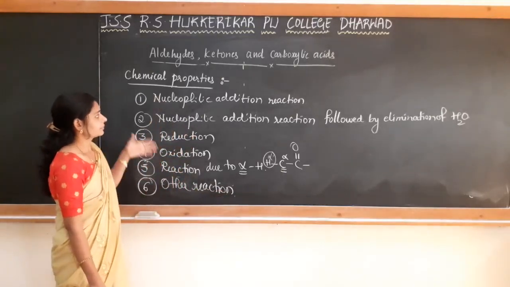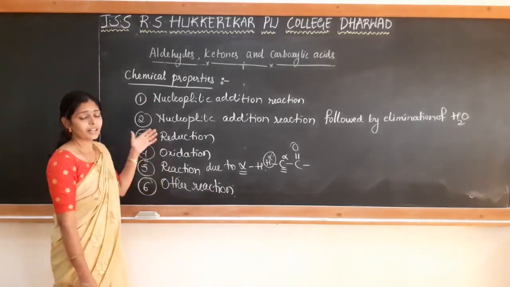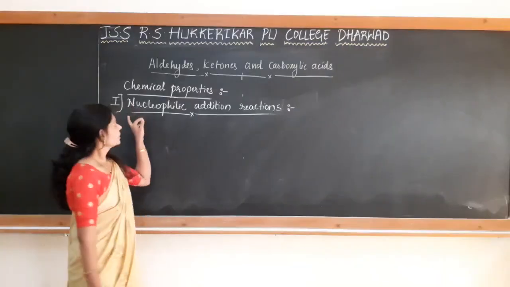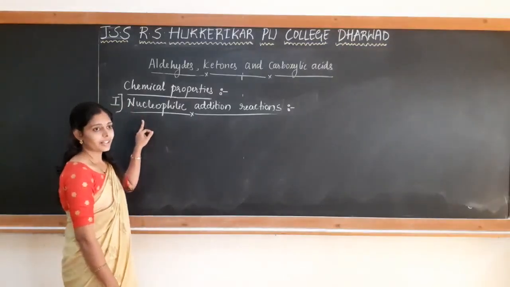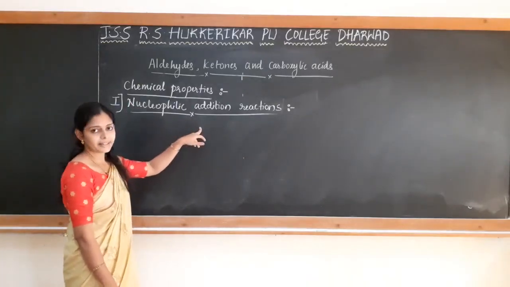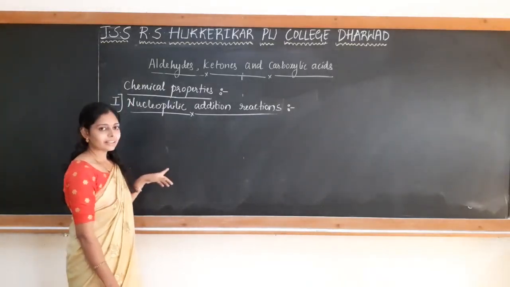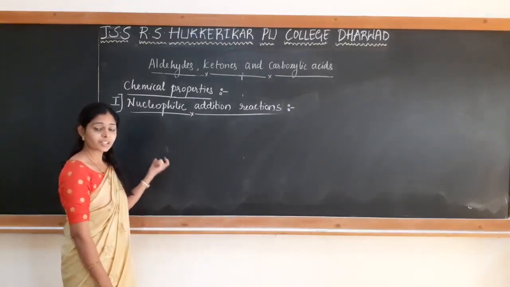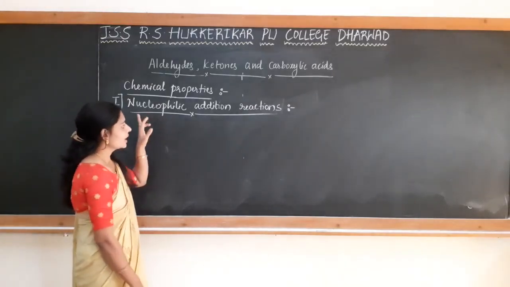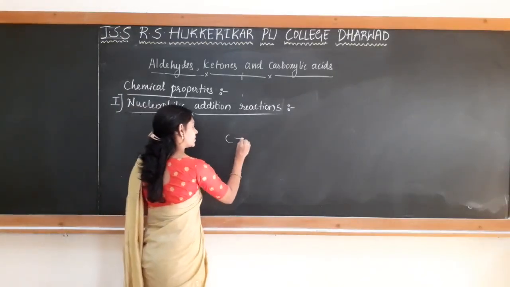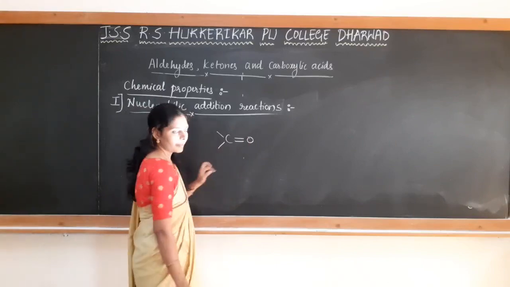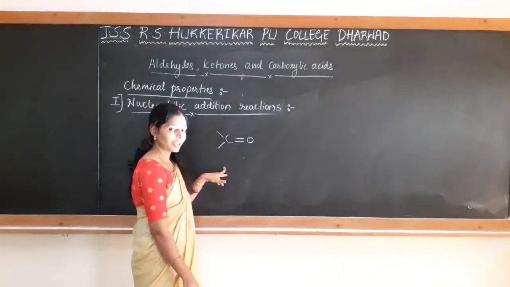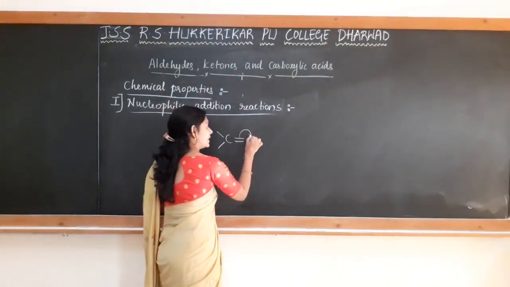So these are the different types of reactions which aldehydes and ketones undergo. We'll study one by one about these in detail. The first type of chemical reaction which aldehydes and ketones undergo is nucleophilic addition reactions. In case of alkenes, we have discussed the electrophilic addition reaction. The addition reaction takes place whenever there is an unsaturation. Even here in aldehyde and ketone, we have unsaturation, that is a doubly bonded oxygen is present. But here, instead of electrophilic addition, the nucleophilic addition takes place because of the polarity in the molecule.